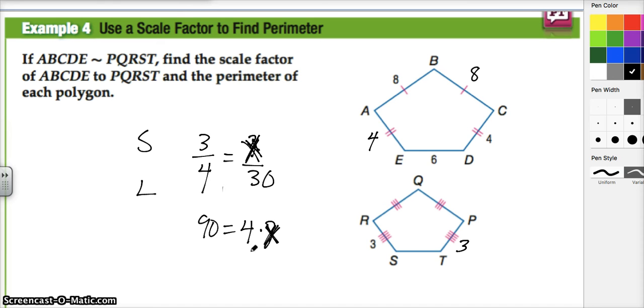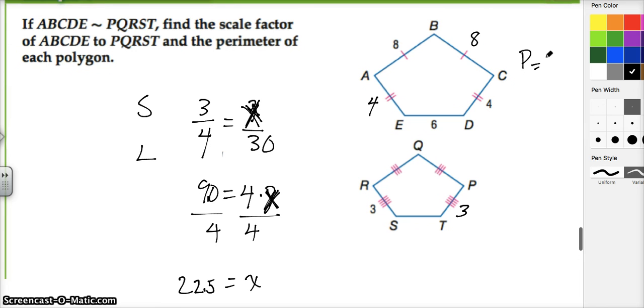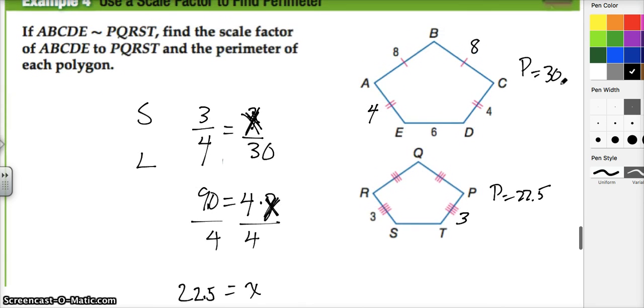Maybe we should though. Anyway, so divide both sides by 4. When I do that, X is equal to, well, 4 goes into 9 2 times with a remainder of 1. 4 goes into 10 2 times with a remainder of 2, which 2 over 4 gives me 2.5. So the perimeter of this guy is 30, while the perimeter of this one is 22.5. And they didn't give us units, so I'll just leave it at that. I hope that made sense.